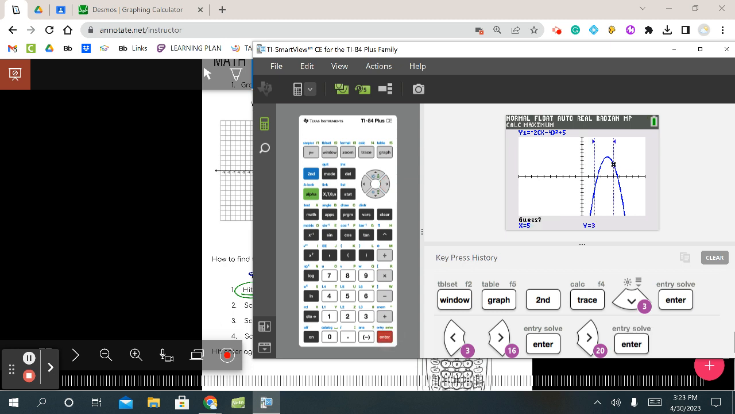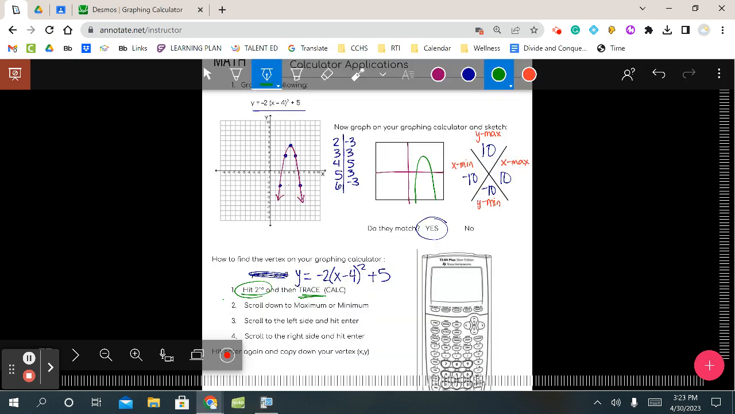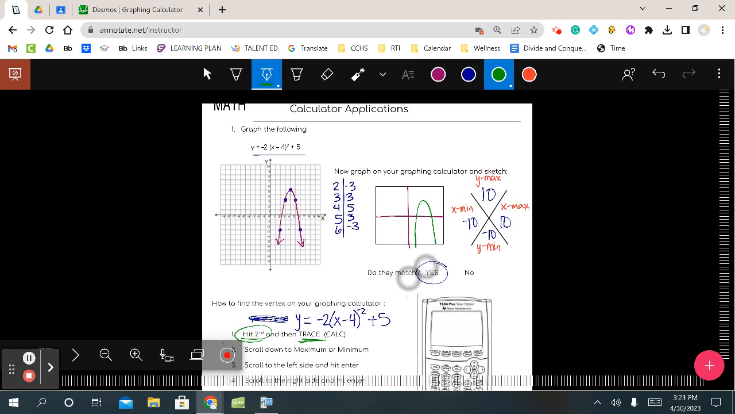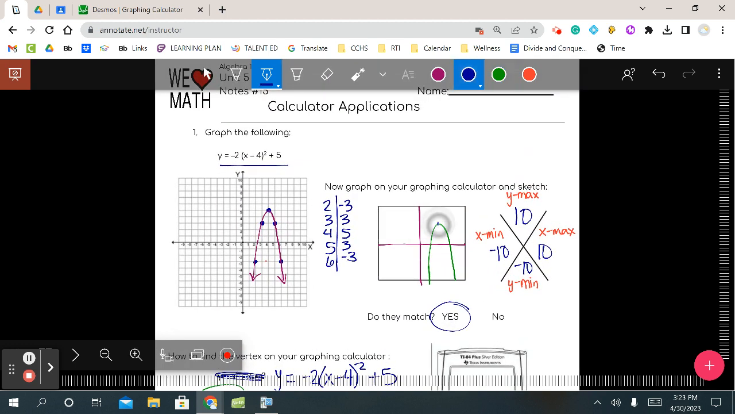I don't want to guess. I want the actual vertex, so I'm going to press enter again. And this is going to give me my vertex. So my vertex is 3.9, 5. So on my paper, I'm going to write that down. So that vertex is 3.9, 5.